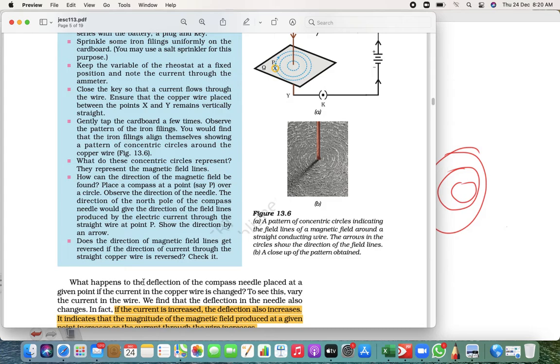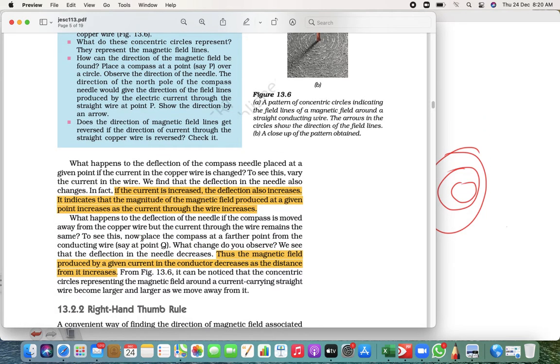Now the first thing I told you, this magnetic field depends upon the direction. If the direction of the current changes, the direction of the magnetic field also changes. Will it depend on anything else? Yes, it depends upon another thing also. The second thing it depends on is current. As you see in the highlighted portion here, as the current increases, the deflection also increases. This indicates that the magnitude of the magnetic field produced at a given point increases as you increase the current.